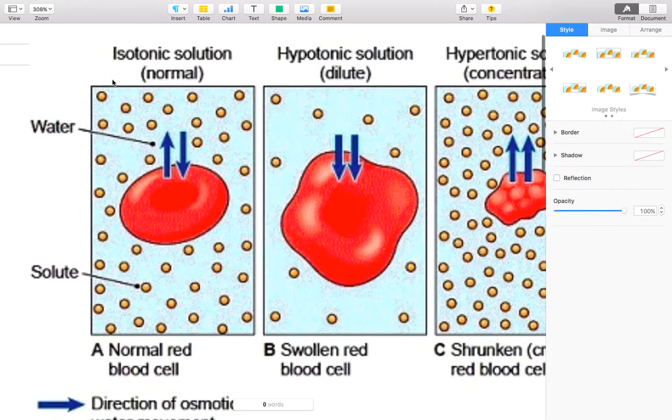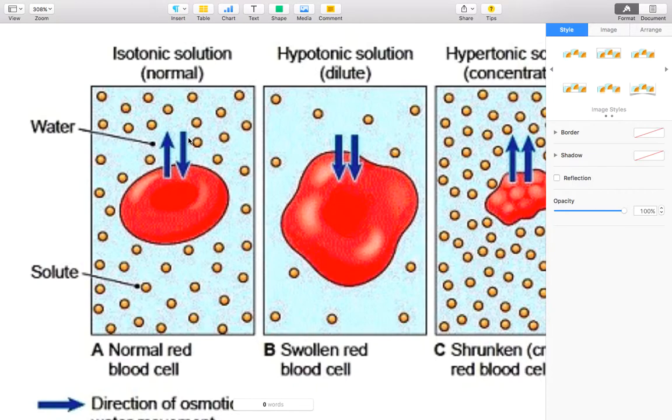Isotonic is a normal, perfect balance. That means the outside pressure is equal to the inside pressure. There are not too many particles inside the cell, nor are there too many particles outside. So isotonic would be in a normal and perfect world.